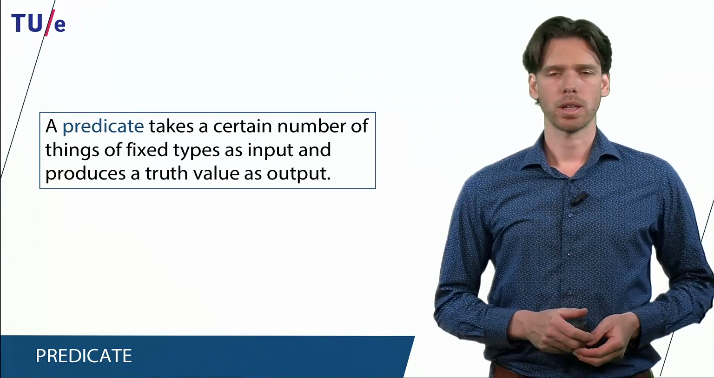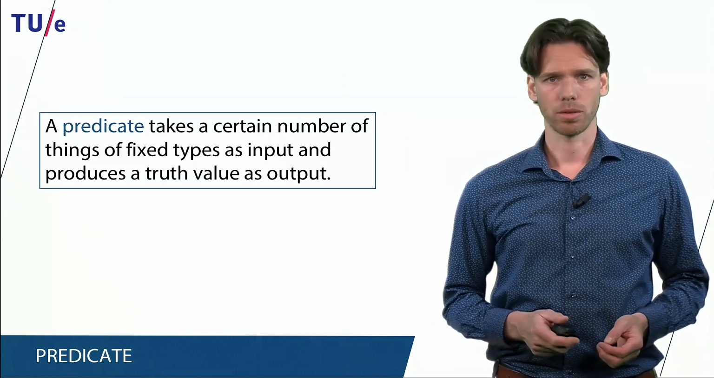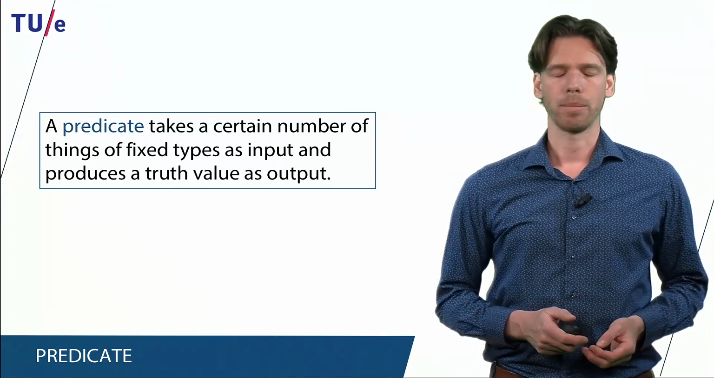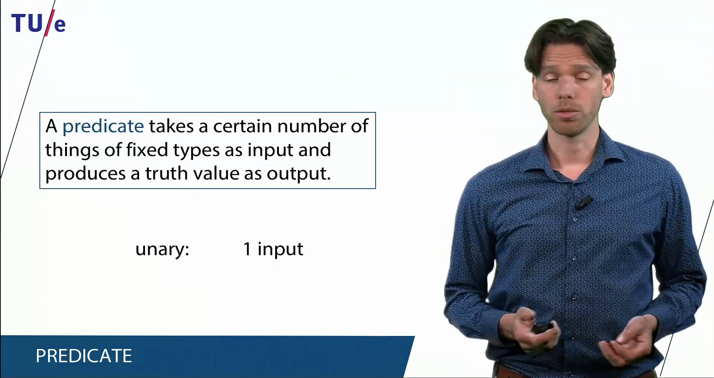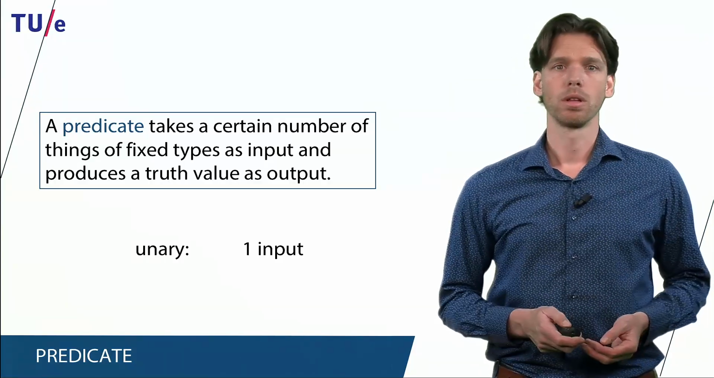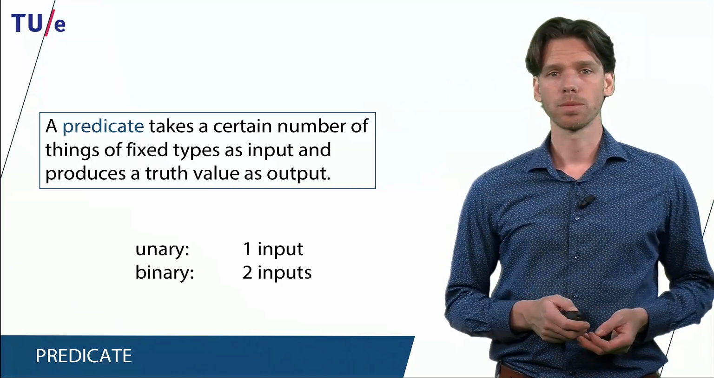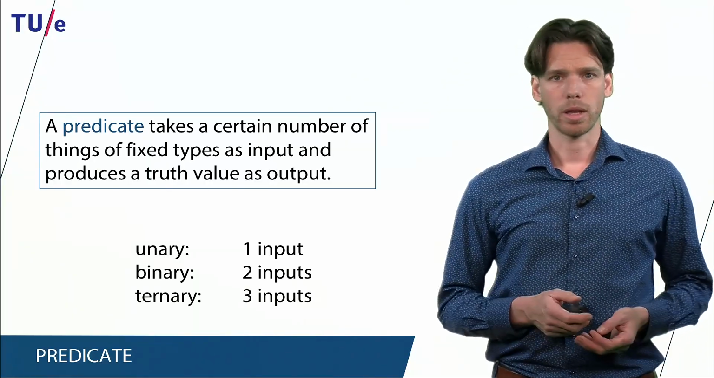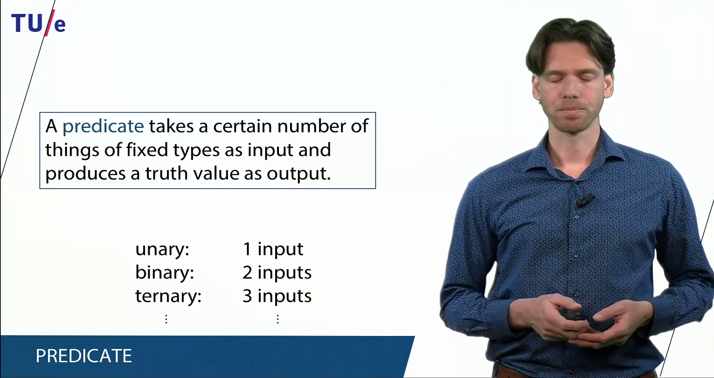We can now present a general definition of the notion of predicate. A predicate takes a certain number of things, of fixed types, as input, and produces a truth value as output. We've seen examples of unary predicates, which take 1 input. We've also seen an example of a binary predicate, which takes 2 inputs. And just the same, we can imagine ternary predicates taking 3 inputs, and so on.